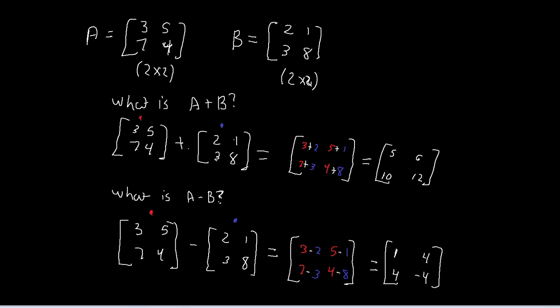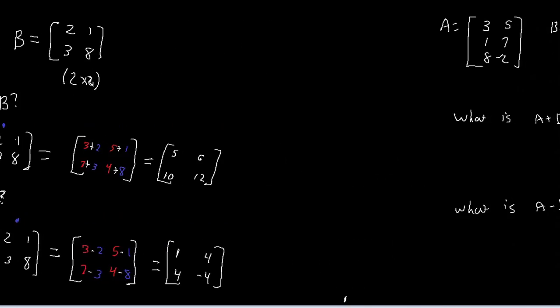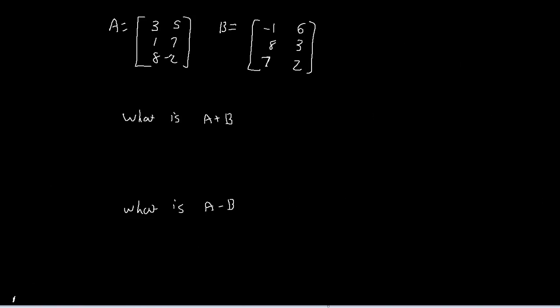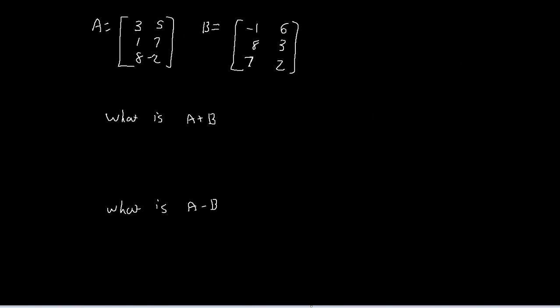Let's look at a slightly more complicated example. In this case, A is a 3-row by 2-column matrix, and B is a 3-row by 2-column matrix. So we're no longer dealing with 2 by 2, now we're dealing with a 3 by 2. So let's walk through what it means to have A plus B.